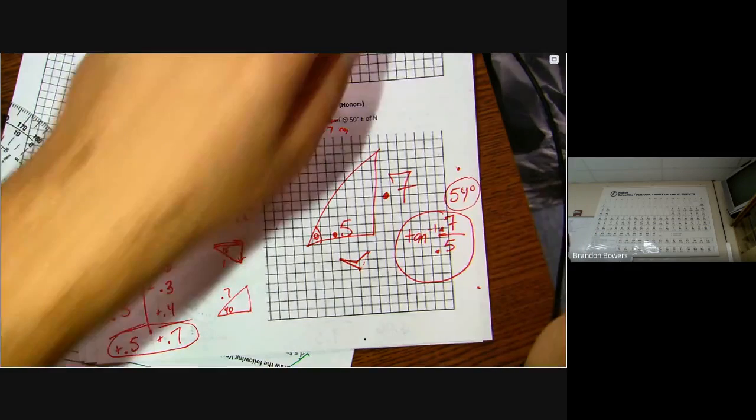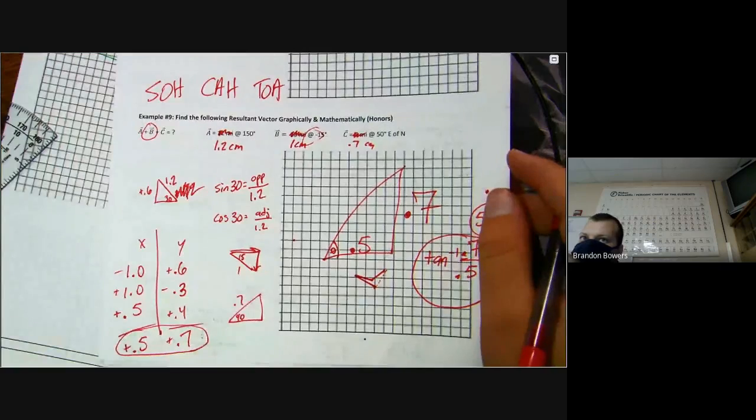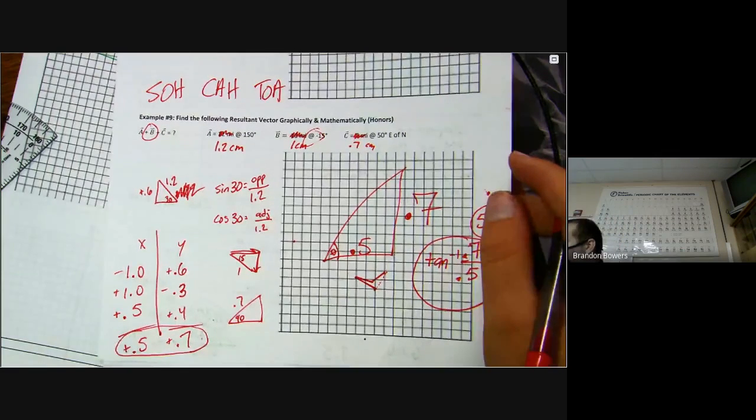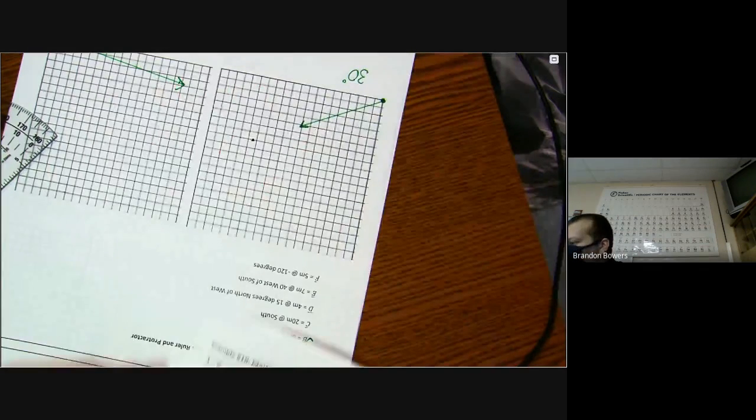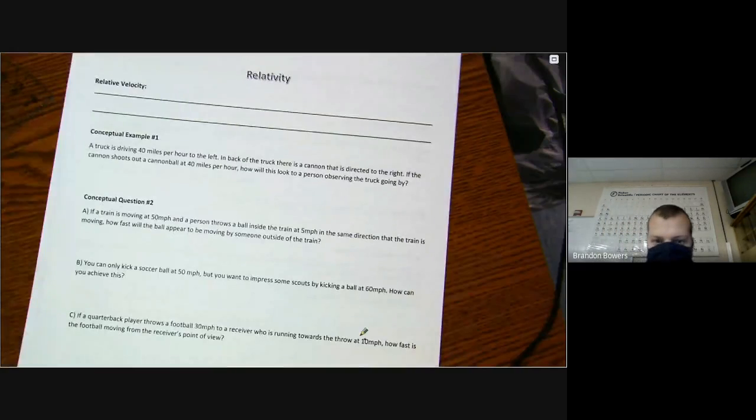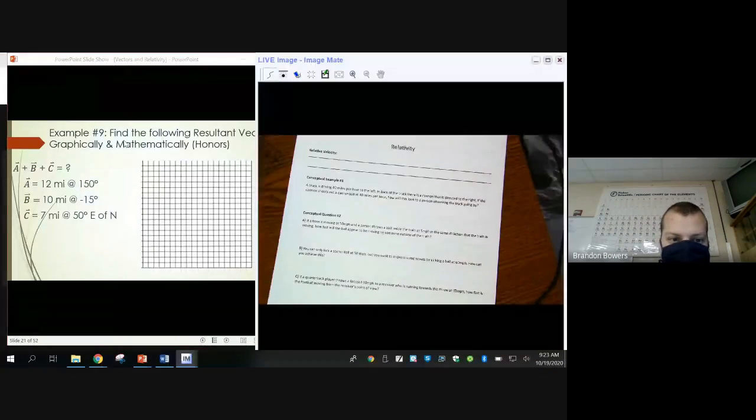Not too bad. You got a graph? What are you doing? We're literally doing cosines and sines. Sweet. Our entire homework is just vectors tonight. All right, so hopefully you guys are starting to get that. We're going to move on.